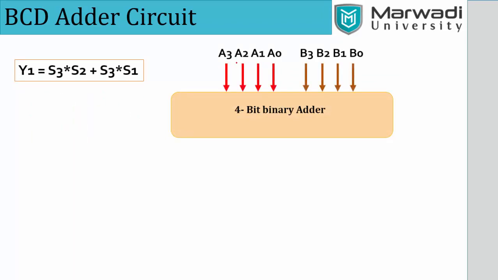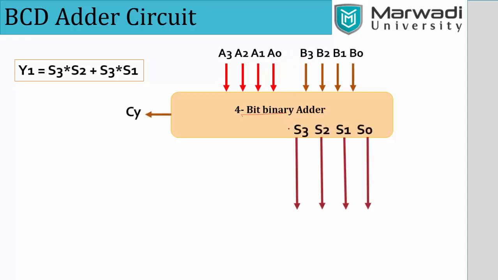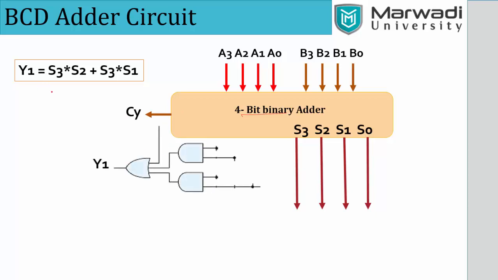Let's take the two numbers A0, A1, A2, A3 and B0, B1, B2, B3. When we add the two numbers, I require a 4-bit binary adder. What output will I get? I will get a 4-bit sum and 1 carry out. If the number is less than 9, there is no problem, that means you will get a valid BCD number. But if the number is greater than 9, what you need to do is add 6. That is the concept.